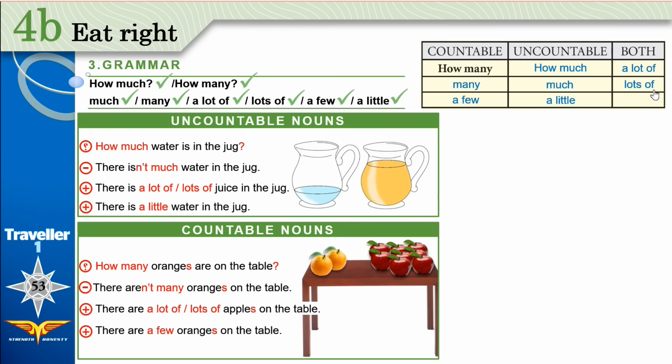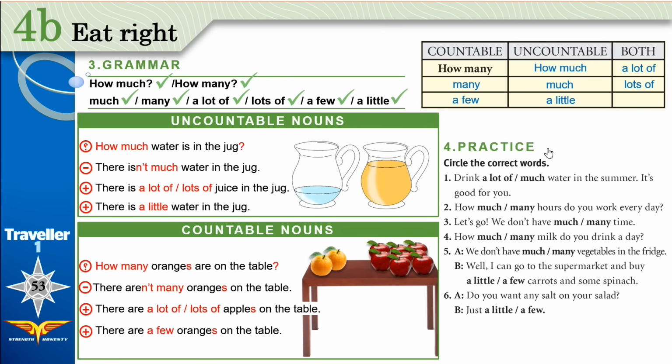How easy is that? 4. Practice. Circle the correct words. 1. Drink a lot of water in the summer, or drink much water in the summer. It's good for you. When it's summer, it's hot, and your body loses a lot of water. This is why you should drink more. A lot of or much? We use much with negative. Is this sentence negative? No, it's not. So, a lot of water.